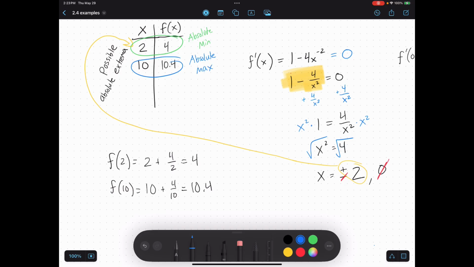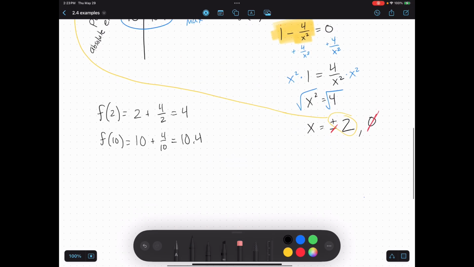I know that there's no point in between that can be my absolute minimum or absolute maximum because there are no critical points between 2 and 10. There's no spot where my graph switches from increasing to decreasing. My graph is just always increasing from 2 to 10, and therefore the lowest point is at the first endpoint, and the highest point is at the second endpoint. So when I actually type in my answer, it would be f of x has an absolute maximum of 10.4 at x equals 10.